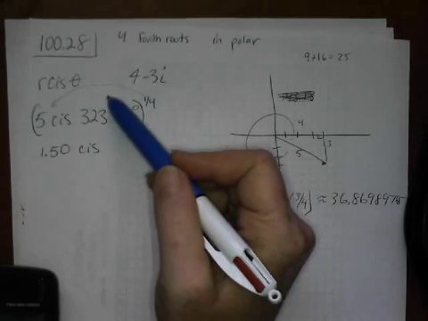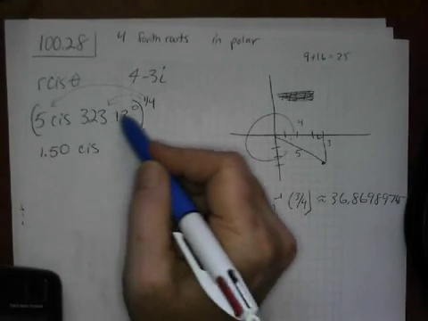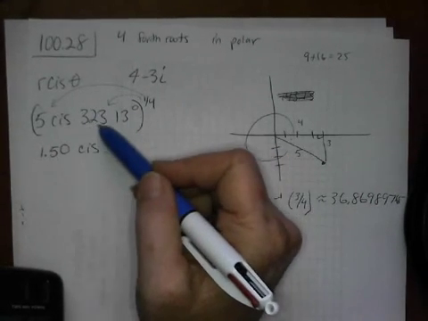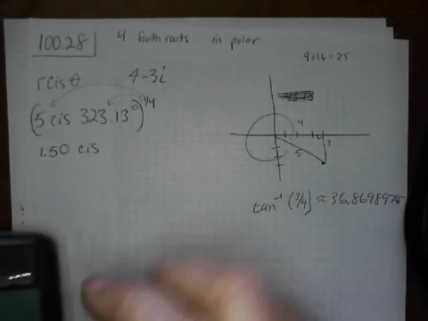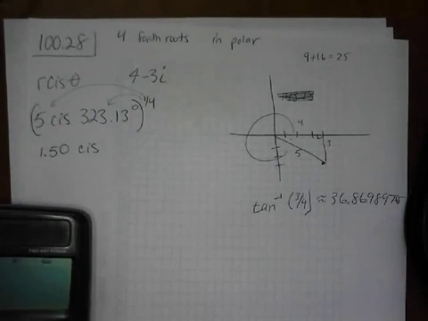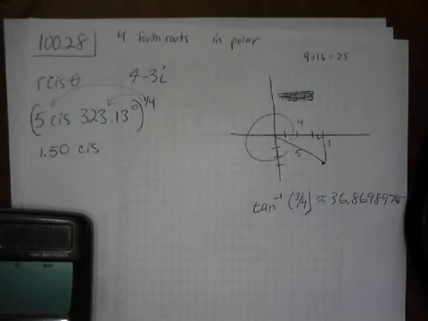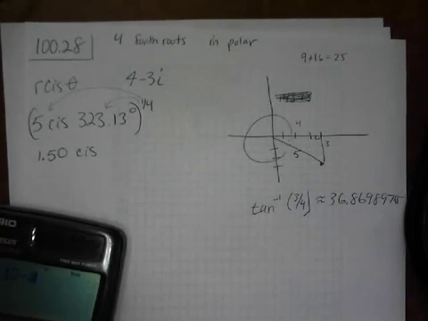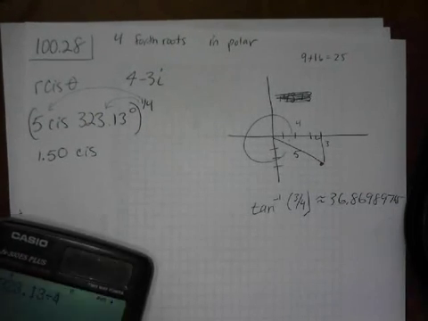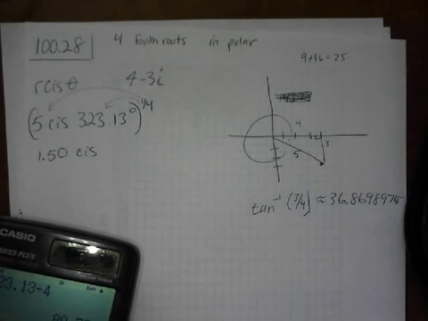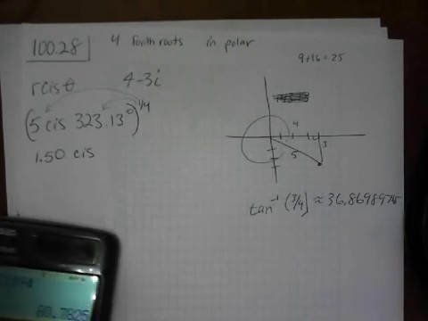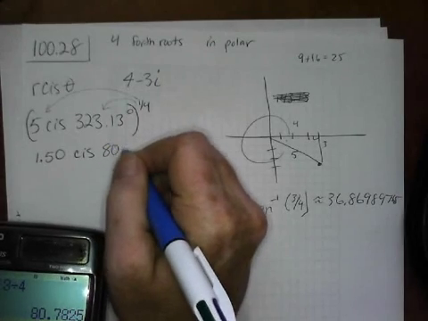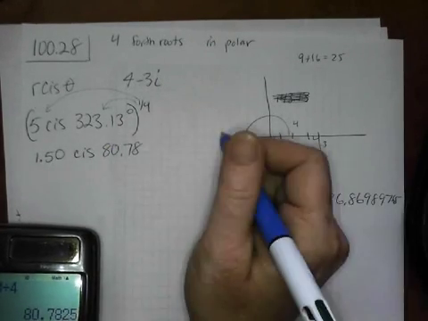And then you take the 1/4 and multiply it by this angle, or in other words, you're dividing this number by 4. So 323.13 divided by 4. And then that gives us 80.78. Your book rounds it to 80.78. Okay, that's my first one.